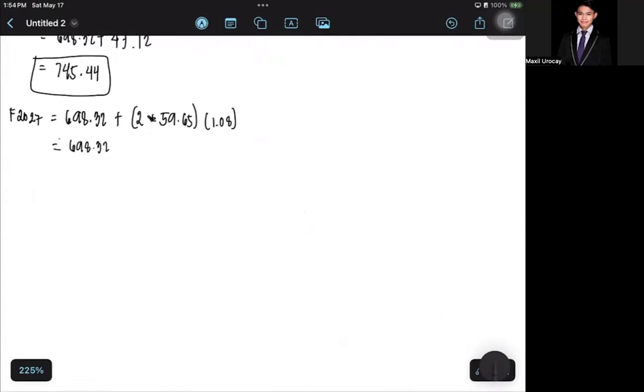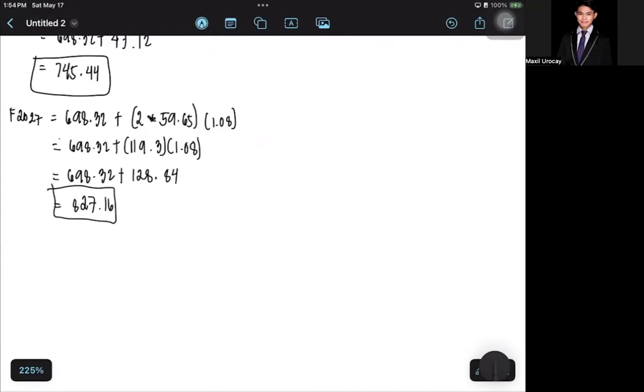That is 119.3, times 1.08. So it will become 698.32 plus 128.84. So afterwards, you have 698.32 plus 128.84. It will equate to 827.16. And this is the forecasted data for 2027 then.